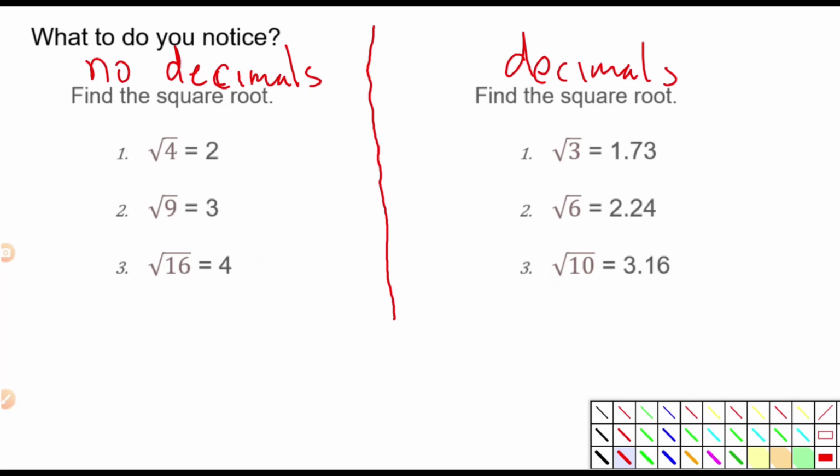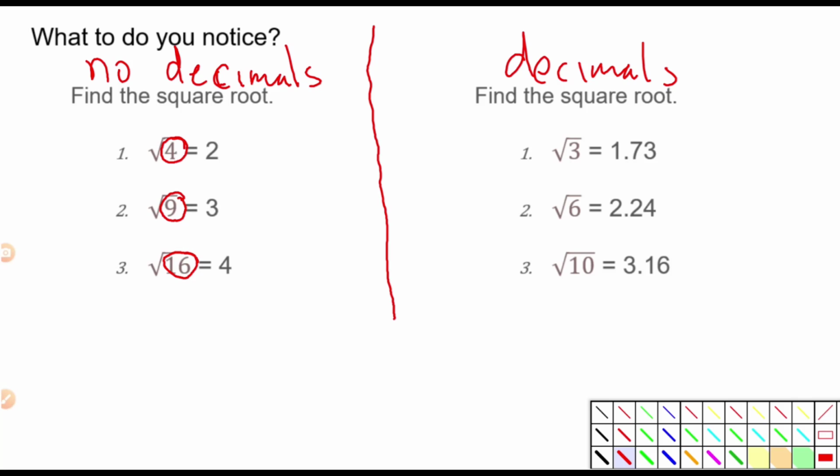I want to know why. Why is that happening? Why is it that on the left-hand side there are no decimals, and on the right-hand side there are decimals? So here's what's really happening. When we're looking at these problems, there's something interesting about these numbers. And these numbers actually have a name. So we're going to tell you what these names are. This is 4, 9, and 16. There's something interesting about those.